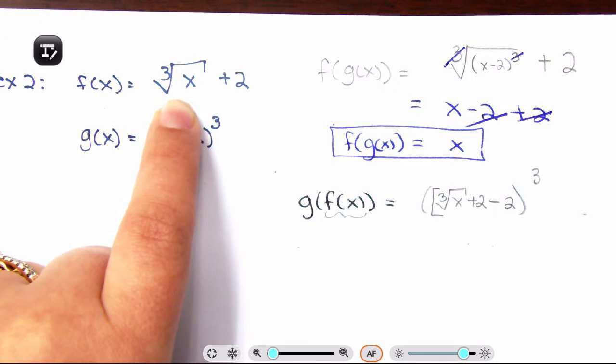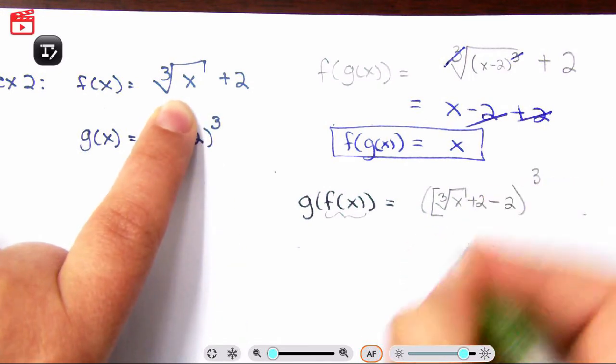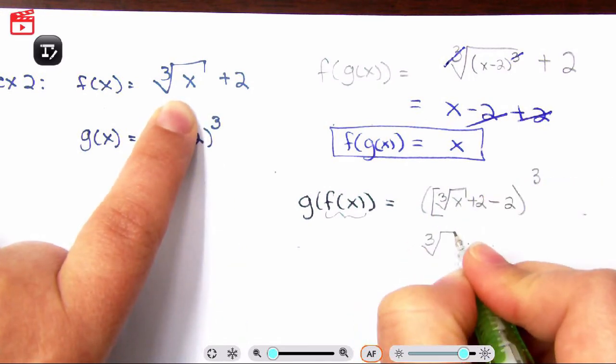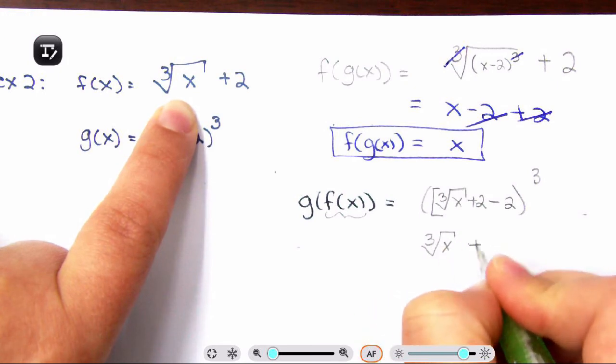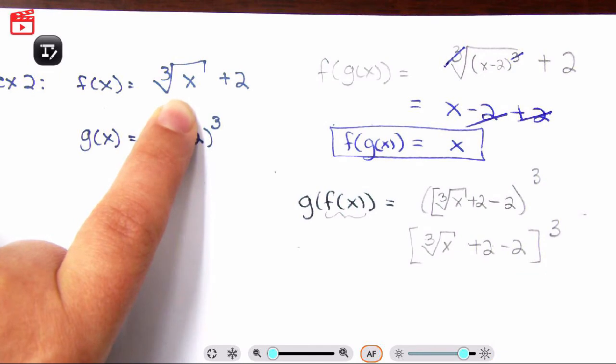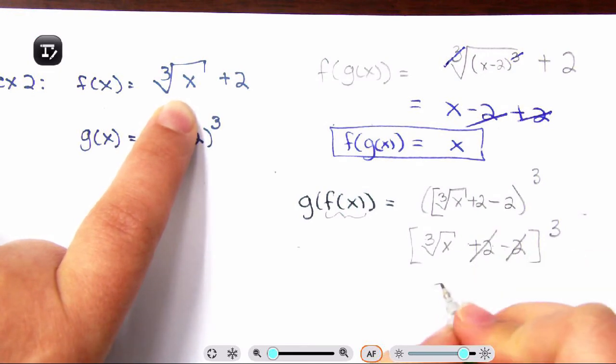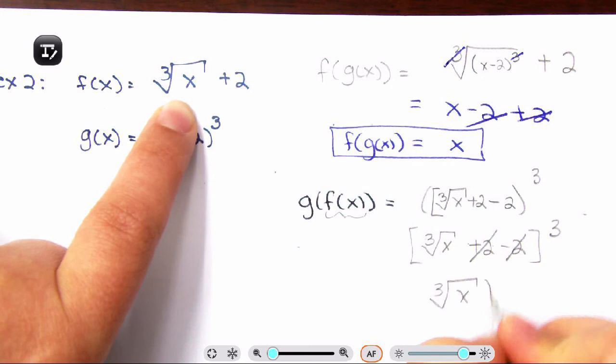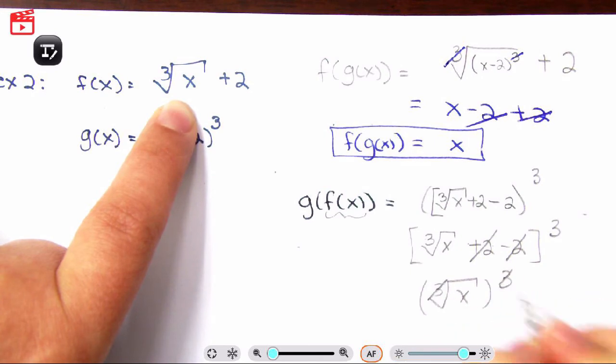And all of that's being cubed. So then look what I have. I have cube root of x plus 2 minus 2, and all of that is cubed. I just wanted to rewrite it so we can see it better. Plus 2 minus 2 goes away. What am I left with? I'm left with cube root of x cubed, because those are opposites, they undo each other.